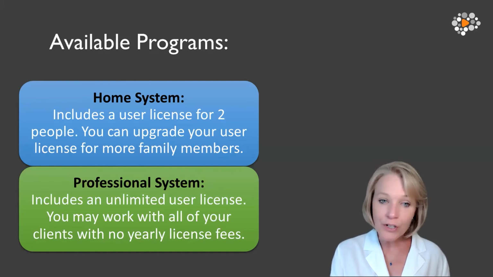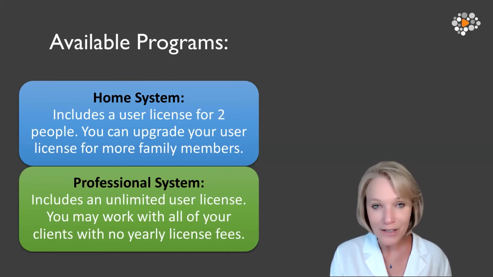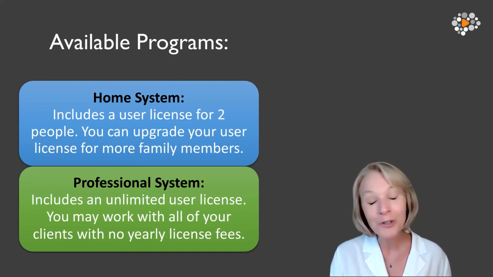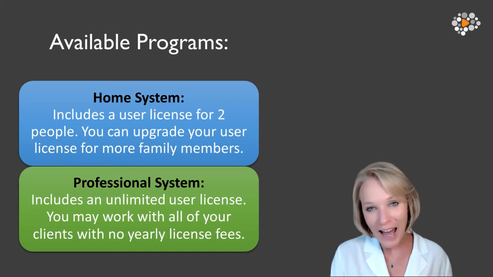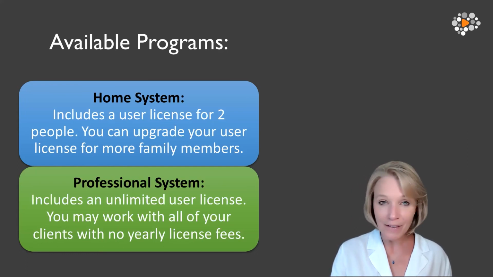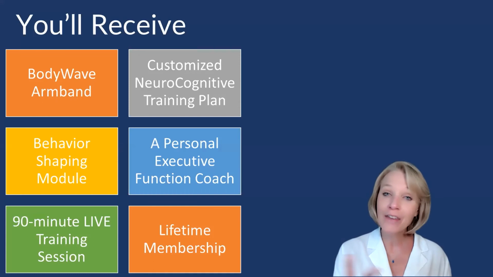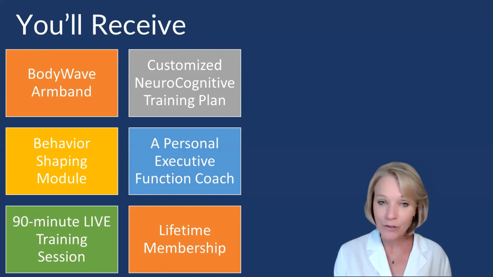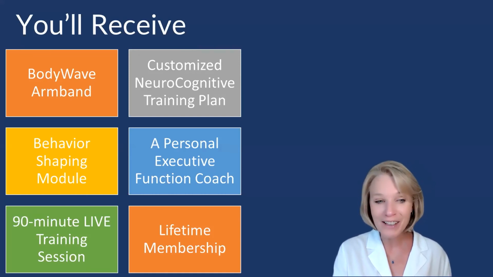The professional version comes with an unlimited user license. So if you're sitting here thinking, I have 25 clients I could enroll tomorrow, you'll be able to do that. You have an unlimited user license, so you can enroll all of your clients into your program, and there's no relicensing fee. So again, this is everything you'll receive with your program: your body wave technology, your neurocognitive training plan, your behavior shaping, your personal executive function coach, training to help you get up and running, and a lifetime membership.